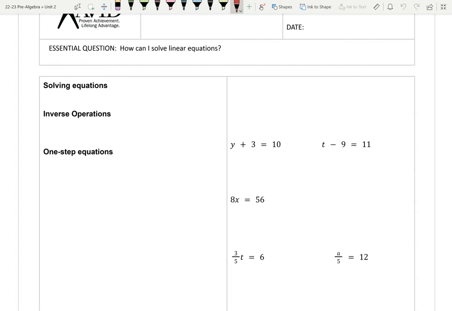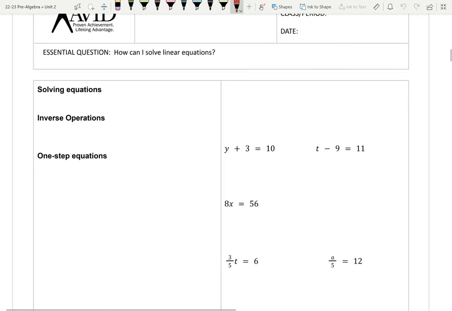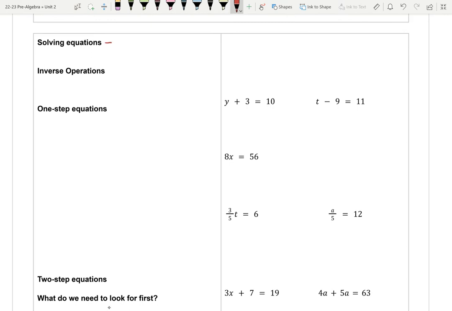Okay, so today we're going to go over how to solve a linear equation. So first off, equations have equal signs, whereas we did expressions before and those didn't have equal signs. The goal of solving an equation is to get the variable, or the letter, alone on one side. And to do that, we use inverse operations.